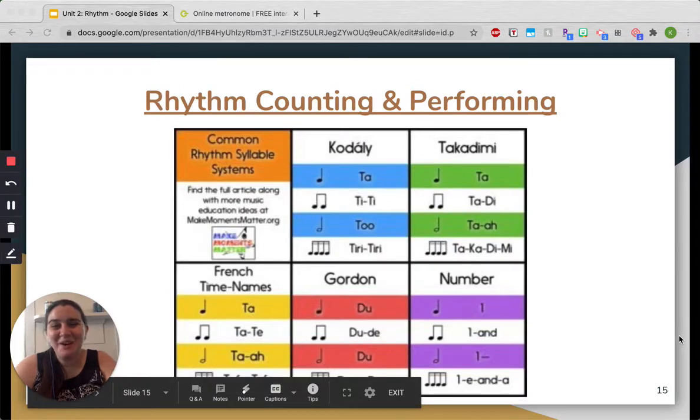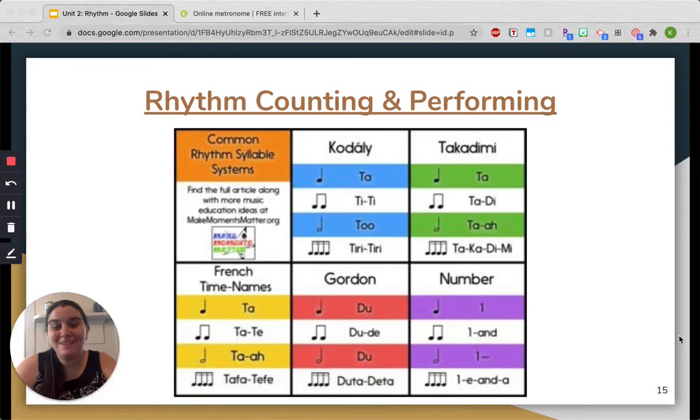Let's continue on with Unit 2, Rhythm. Let's do some performing rhythms. There's a couple different ways you can perform rhythms with different rhythm syllables. When I was in elementary school, we used Kodaly, and in high school, we used usually the number counting system. I'm going to teach you how to count using Kodaly syllables.